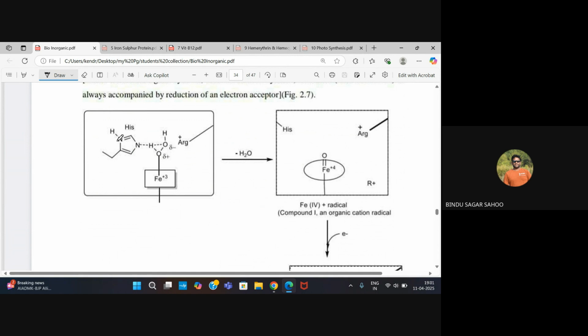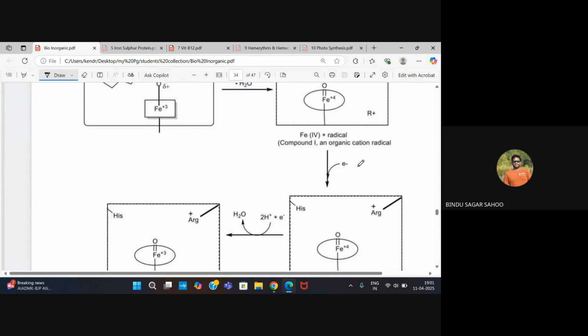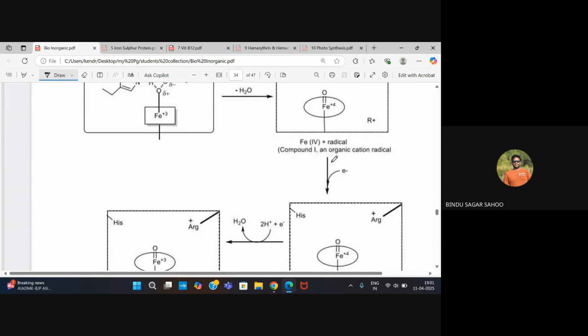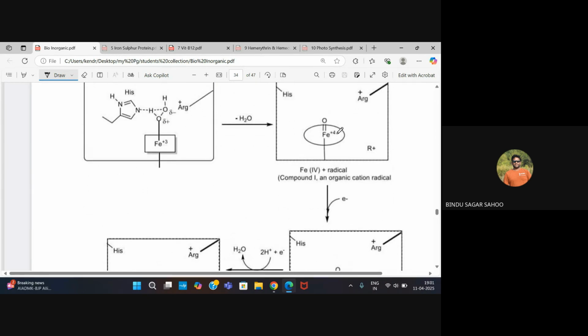Okay, better you can see here. In the first step, we are adding hydrogen peroxide, H2O2. It reacts with a water molecule. It will get converted to Fe plus O. And in the next step, further we are adding an electron. It will also get converted to Fe4O. So initially Fe4, finally also Fe4.